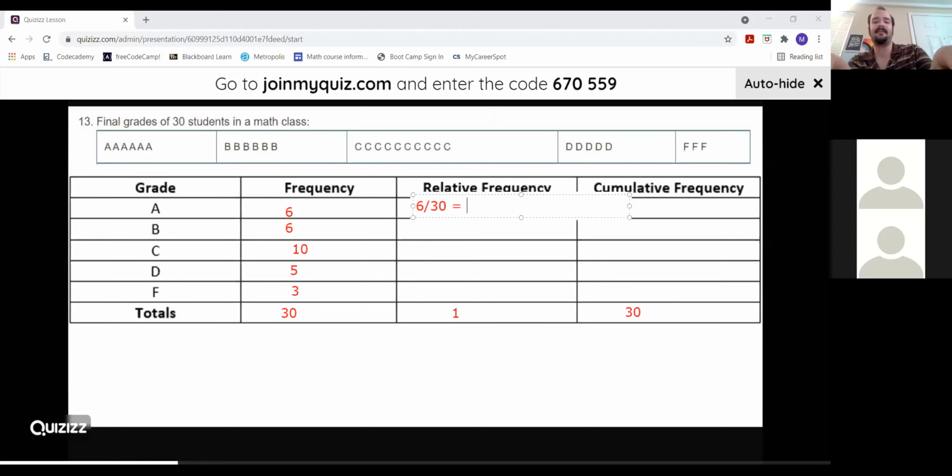And if we reduce that, I think it's 1/5? So you reduce it. You can write it as a decimal. I don't know how you want to do it. Was that 0.2? I think so.